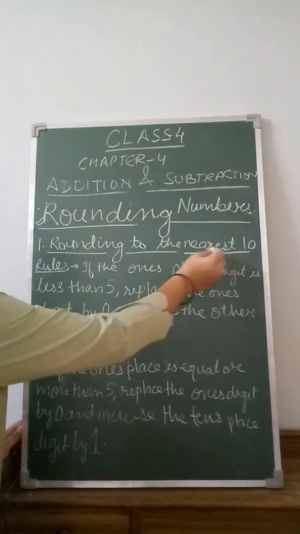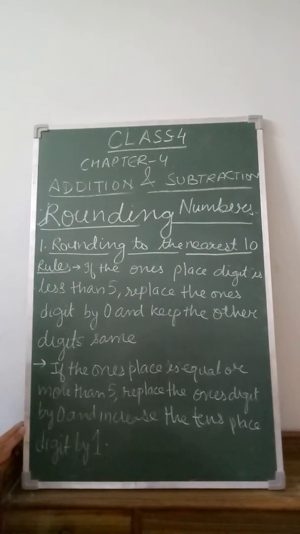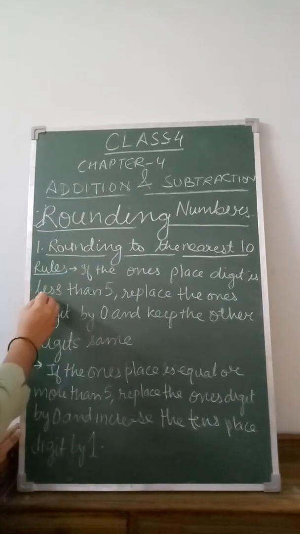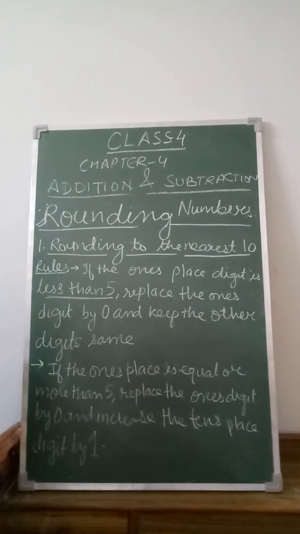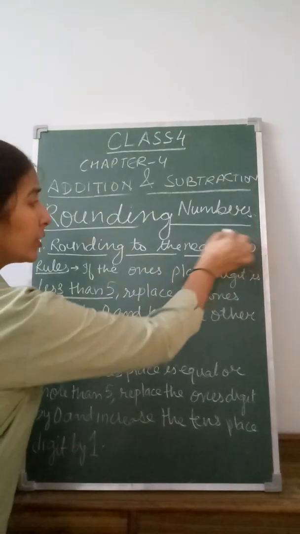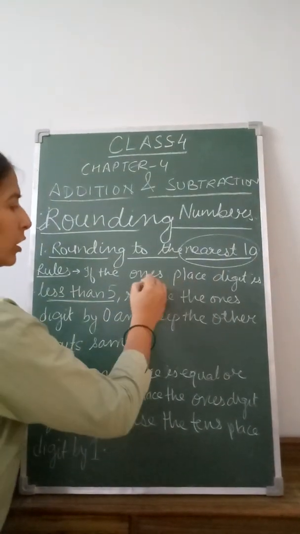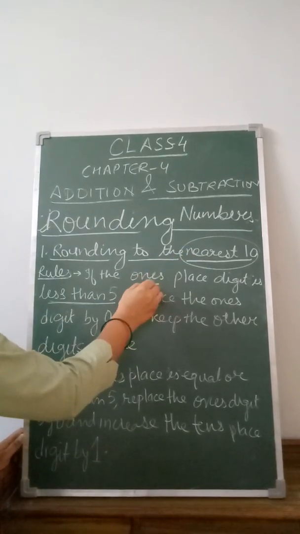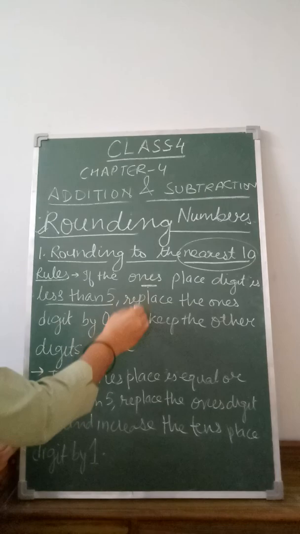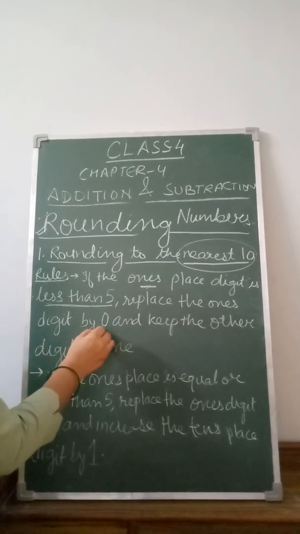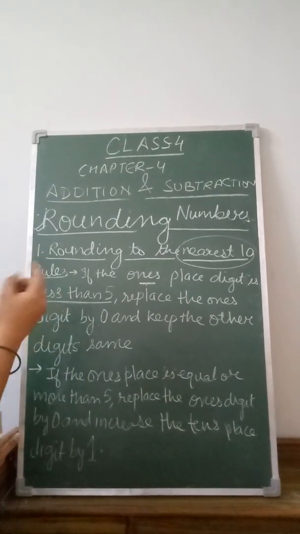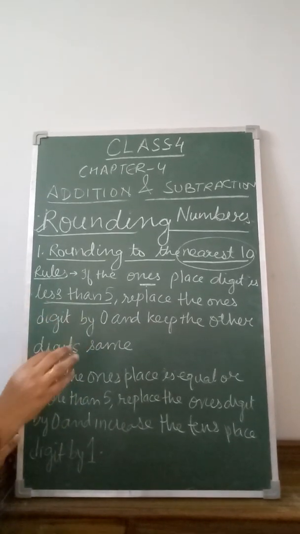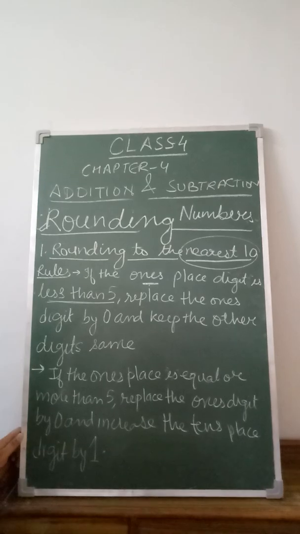Rounding off to the nearest tens. When we have to change our number to the nearest tens, there are two rules. If the ones place digit is less than 5, right? When we are talking about the nearest tens, we have to take care of only the ones place. Replace the ones digit by 0 and keep the other digits the same. The rest of the digits will not be changed. This is the first rule.